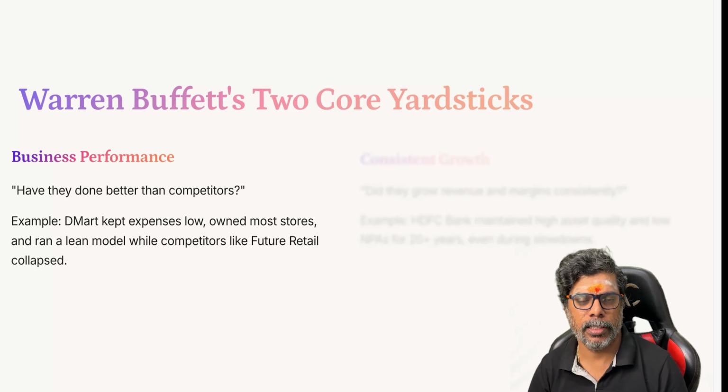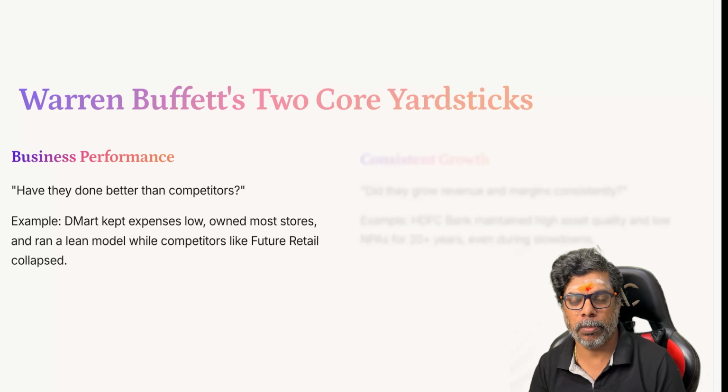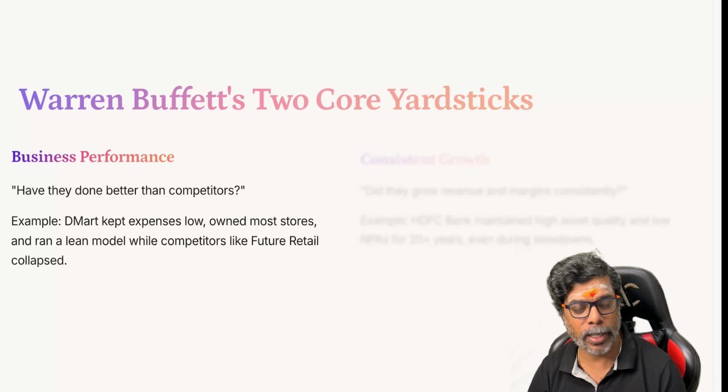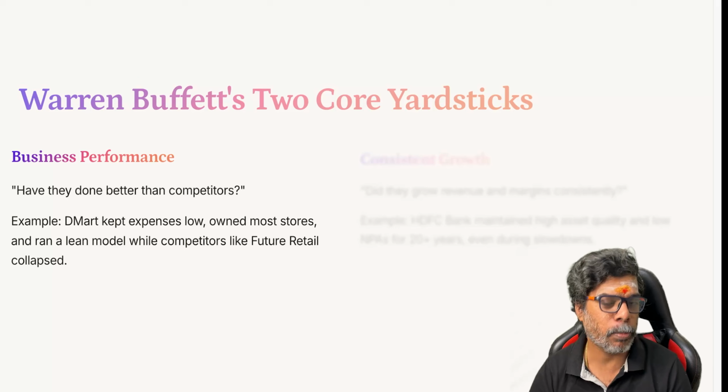You just check any company with this particular performance point. Have they done better than competitors? A simple example is D-Mart, right? They kept their expenses low. They owned all the stores they bought. The real estate, the building, everything is their own. They are not leasing it out, right? In the books you will not find a lease expense column. Everything is their property, right?